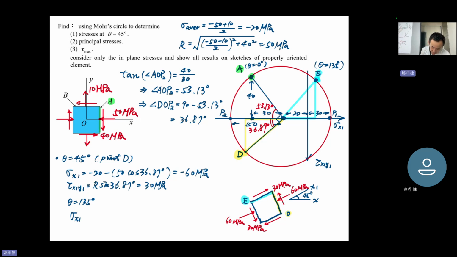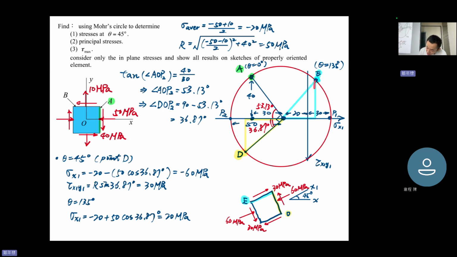triangle. Sigma x1 equal to, now it's still x1 because we use E as a focus, main plane. Okay, this is our focus. We're still using sigma x1 rather than y1. So again, where is the coordinate of this point E? Sigma x1 minus 20 plus 50 cosine 36.87 degrees, 20 megapascal. Okay, good. It is positive. You can see here it's positive 20, right? Positive 20.